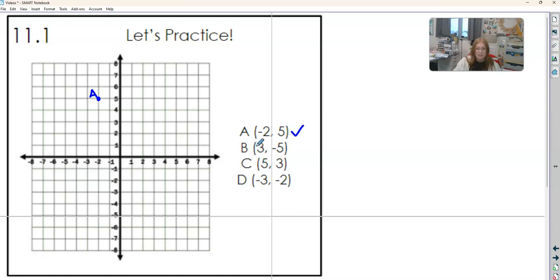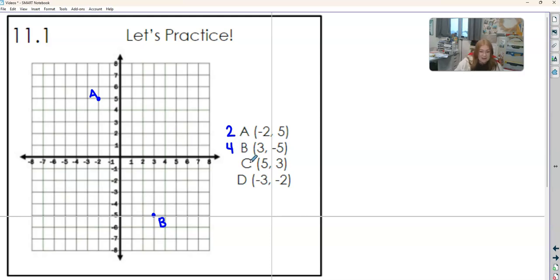Okay, so now let's try B. So A is in quadrant 2. How about instead of that check mark, let's write what quadrant it's in. So this is in quadrant 2. Okay, let's find where B is. So B goes +3. So we started from 0, 0, +3, and then -5. So we have to go down 1, 2, 3, 4, 5. So right on that intersection there, there's B. And it was positive, negative. So this is in quadrant 4.